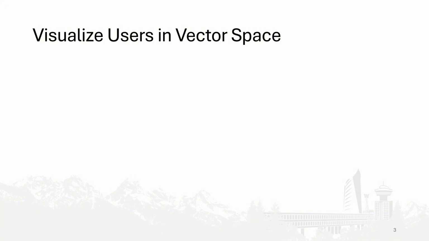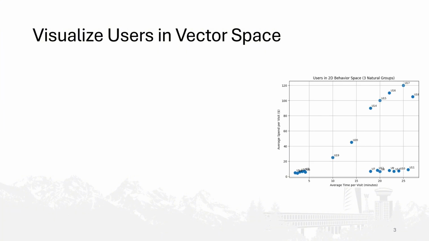As we say, we use two attributes to describe the users, so we can plot the users on a 2D plot. For example, here, the first dimension is the average spend per visit, and another dimension is the average time per visit. For example, let's say we have 20 users in total. You can see each data point here represents one user.